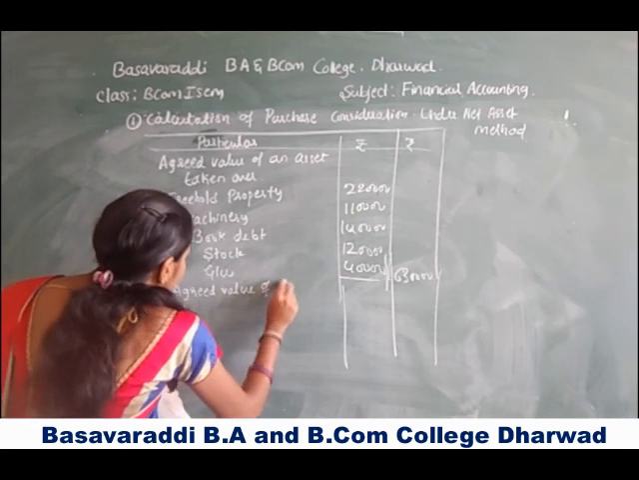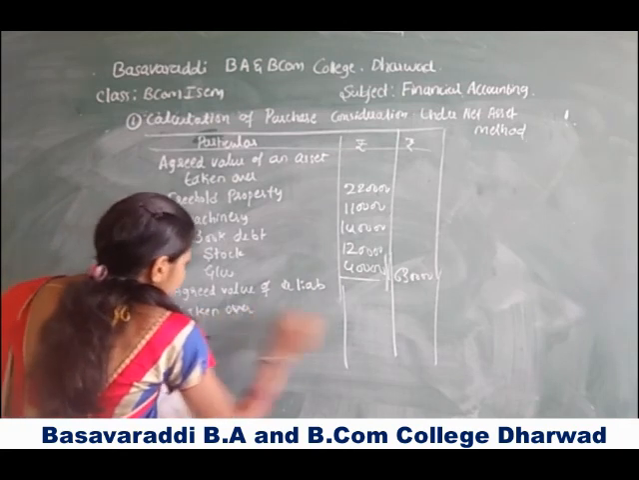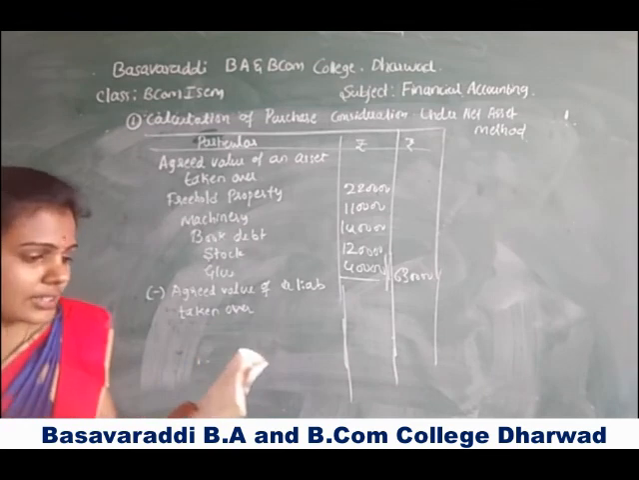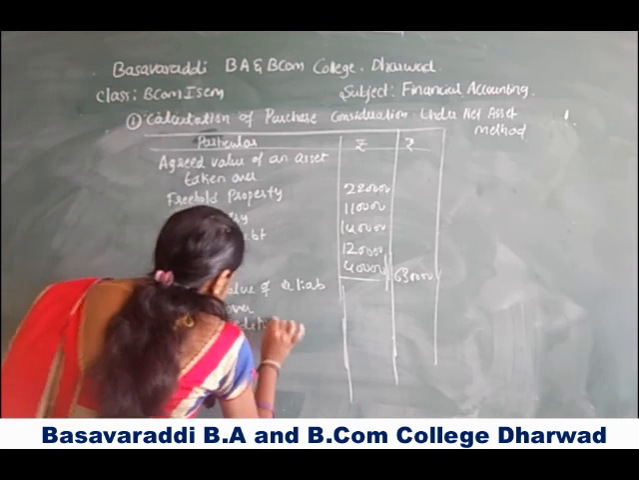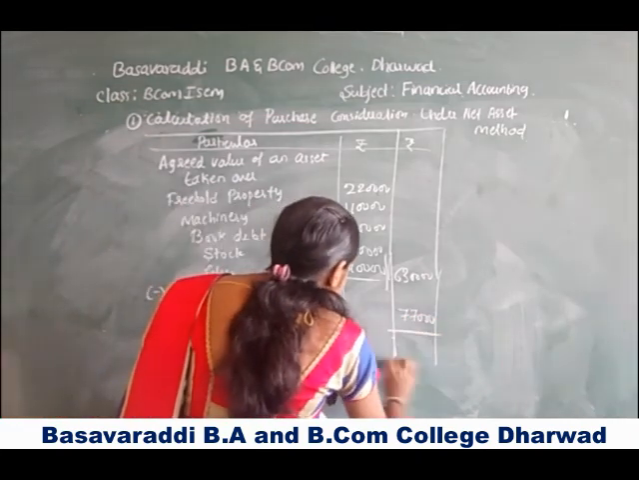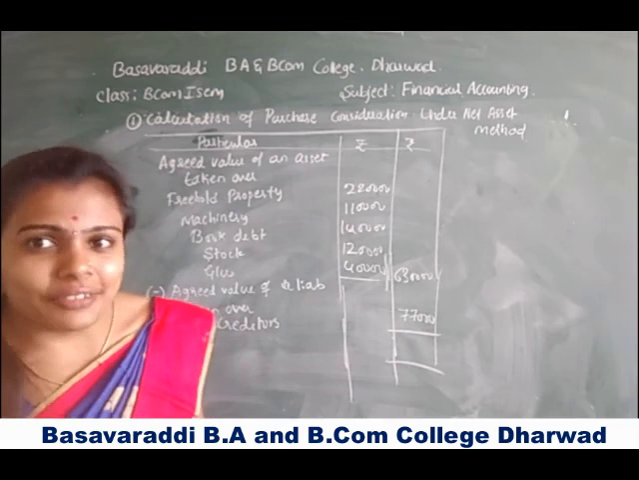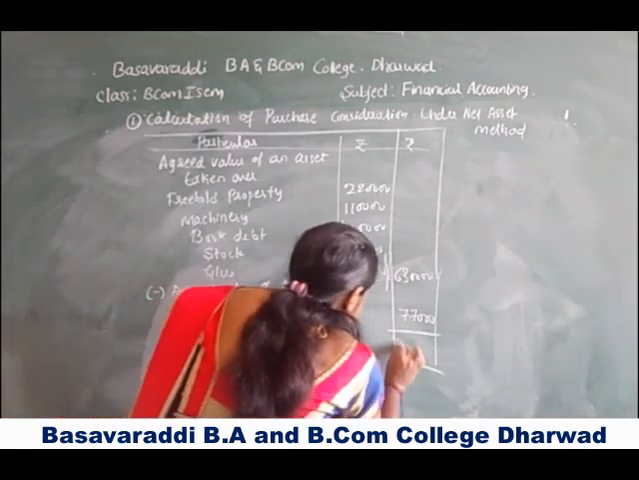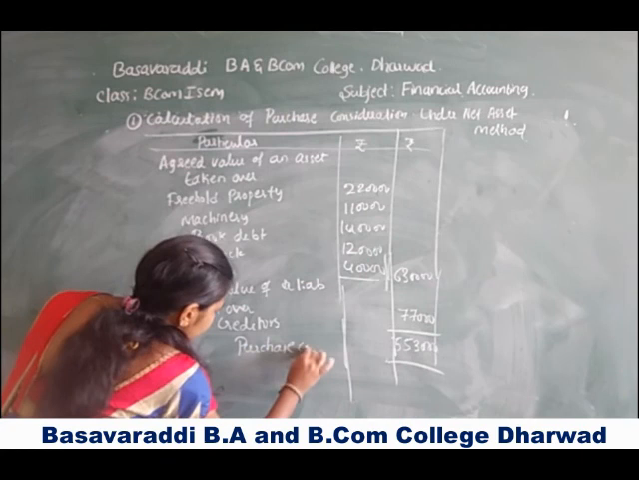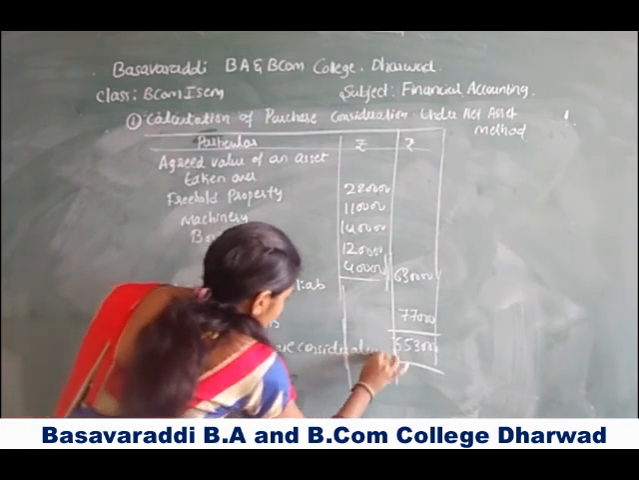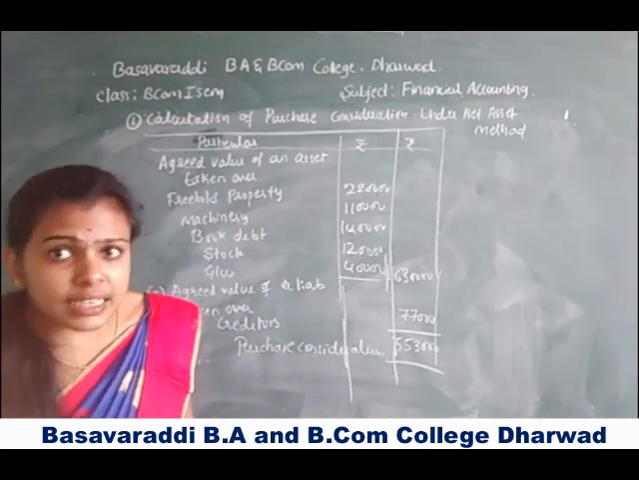Now less agreed value of liabilities taken over. That is creditors, of rupees 77,000. 6,30,000 minus 77,000 is equal to 5,53,000. 5,53,000 is the purchase consideration amount.